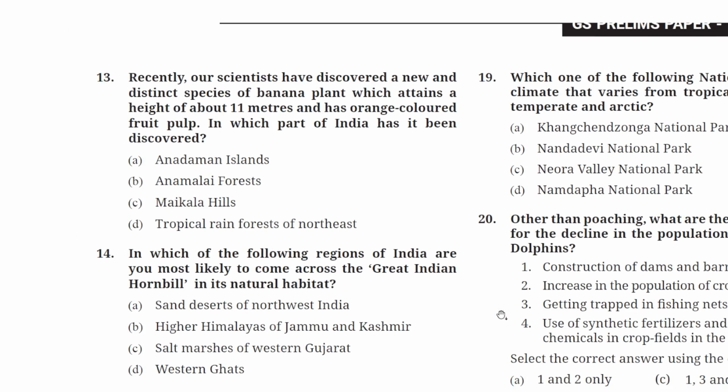Question number 13. Recently, our scientists have discovered a new and distinctive species of banana plant which attains a height of about 11 meters and has orange colored fruit pulp. In which part of India has it been discovered? Okay. Andaman Islands, Anamalai forests, okay.